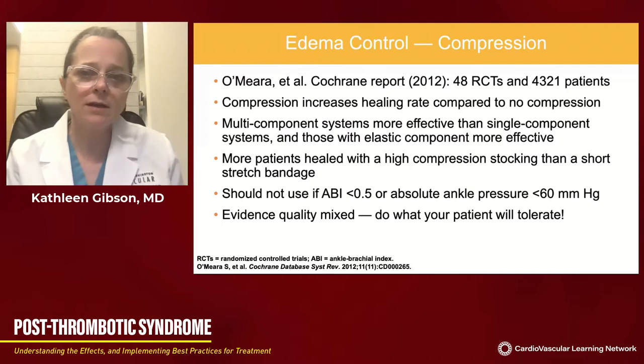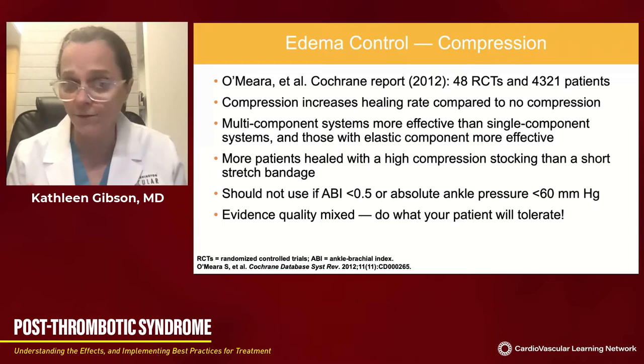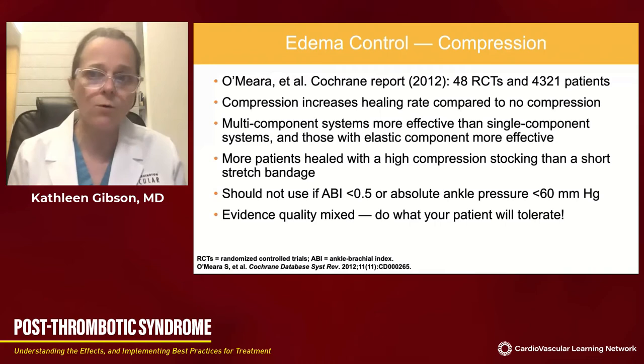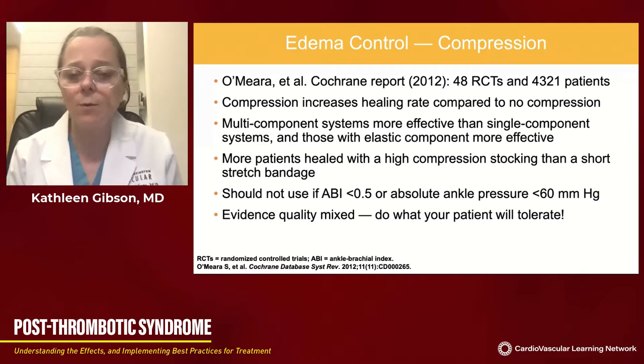So edema control, there is good data that patients with ulcers have faster healing rates when they have compression compared to no compression, and that multi-component systems are more effective. More patients heal with a high compression stocking than with a short stretch bandage. One thing that we do need to be aware of in patients with DVT, post-thrombotic syndrome, and ulcers is also not to forget the arterial system, to assess patients for impaired blood flow. And if an ABI is less than 0.5 or absolute ankle pressure is less than 60, care must be taken when using compression in wound care.